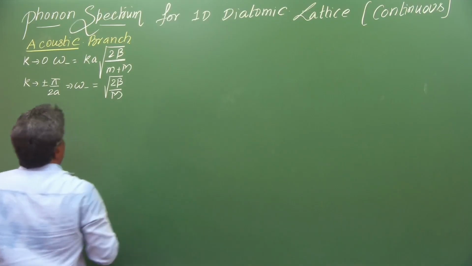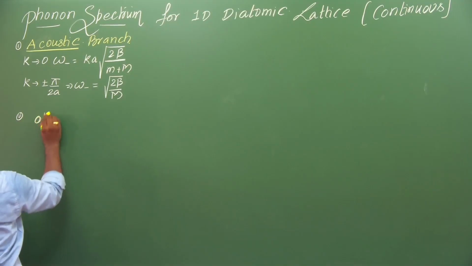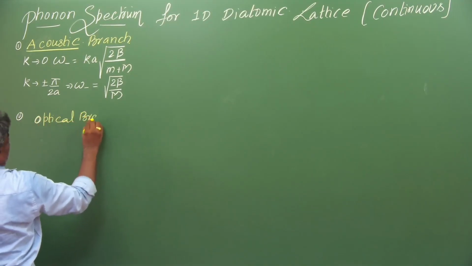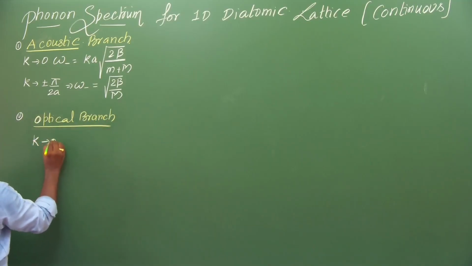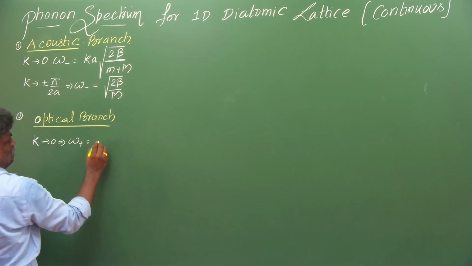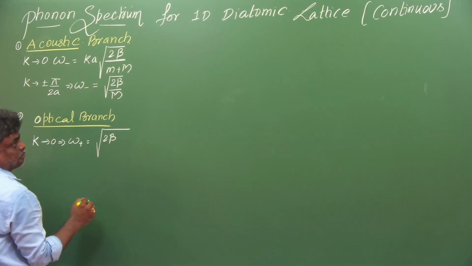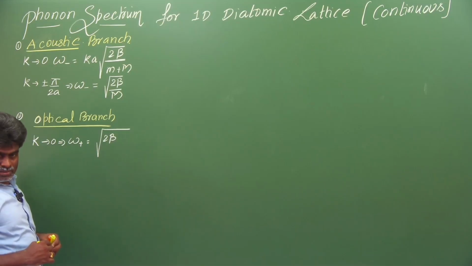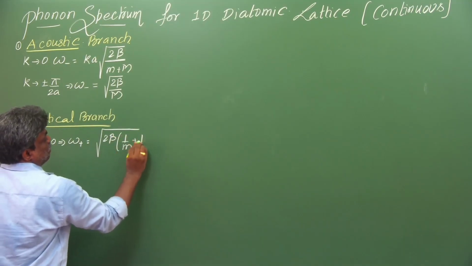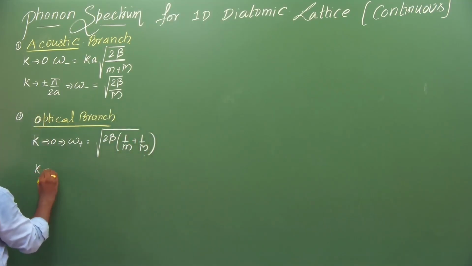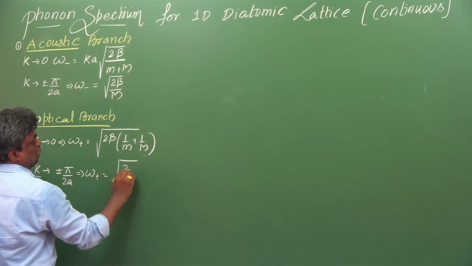Good. And after that, once again I am writing this, optical branch. For my explanation I need this. So K tends to 0, this omega plus is independent of K, under root 2 beta, 1 by small m plus 1 by capital M. And at the zone boundary plus or minus pi by 2a, this omega plus equal to under root.